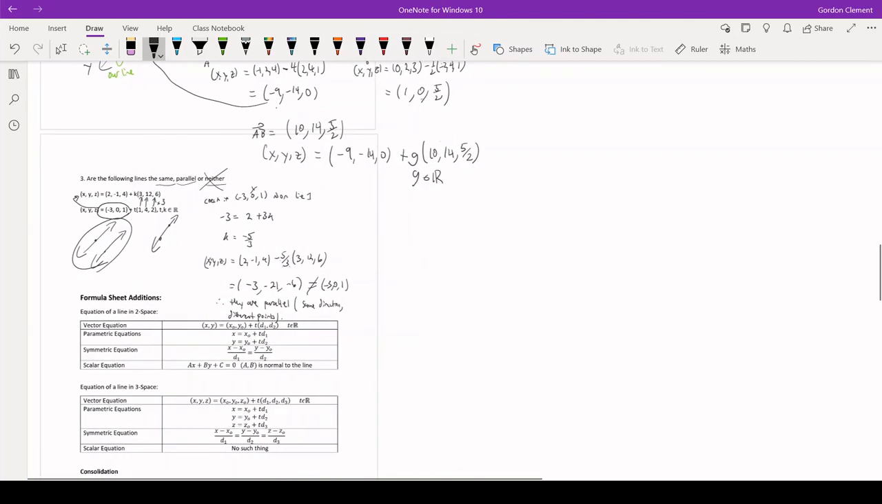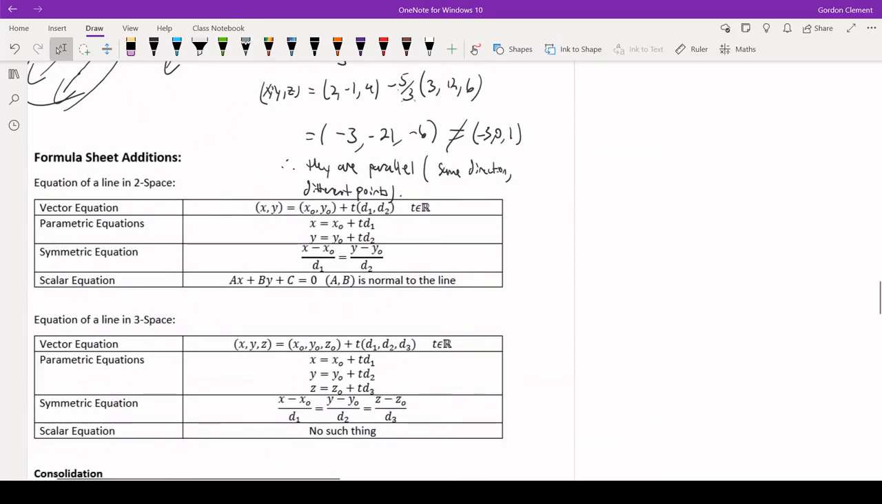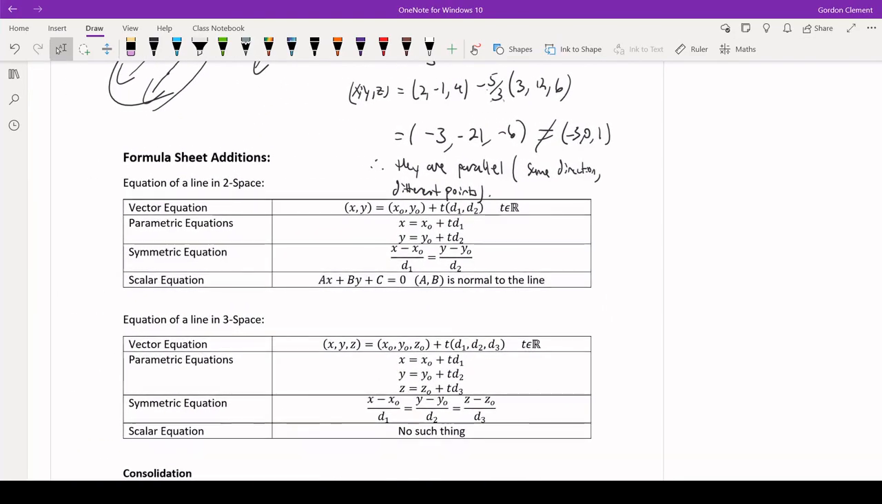Okay, so for your formula sheet, I want you to add the 4 ways to write a line in 2D. So vector, parametric, symmetric, and scalar. And there's 3 ways to write a line in 3D. And you'll say, Mr. Clement, you didn't talk about scalar equation. And that's because there's actually no way to represent lines as a scalar equation in 3D. There's just no possible way to do it. You have to use vectors to represent lines in 3 space.